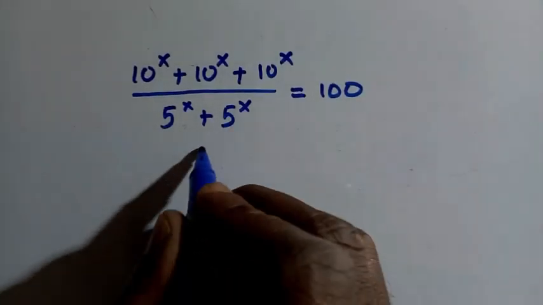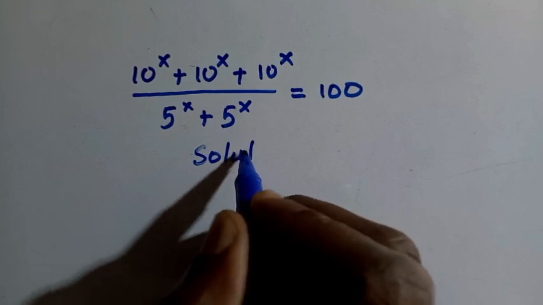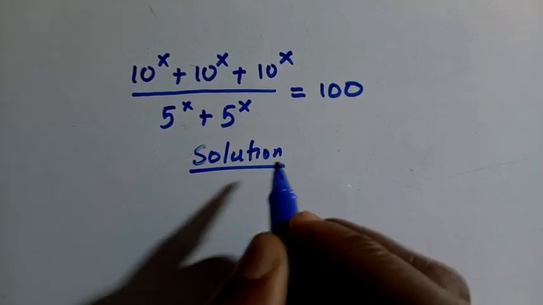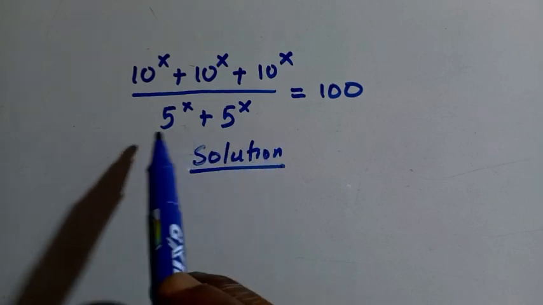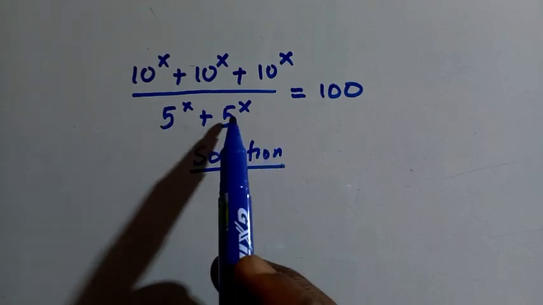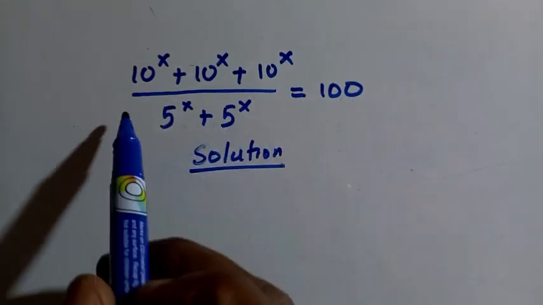How to solve these nice exponential equations? Solution from here. We have 10 to the power x plus 10 to the power x plus 10 to the power x, divided by 5 to the power x plus 5 to the power x, equals 1 over 2.